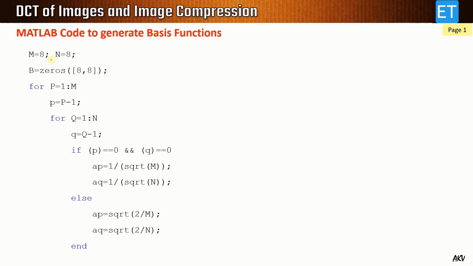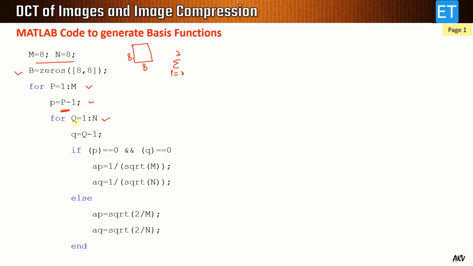So here we are taking m equal to 8, n equal to 8, meaning I'm taking a small image segment of 8 by 8, and then initializing this matrix, and as you can see you have four for loops. One where p is varying from 1 to m. MATLAB index is starting from 1, so to compute sigma, let's say p equal to 0 to 7, I'm just subtracting 1. So small p equals capital P minus 1, just for adjusting the indices.